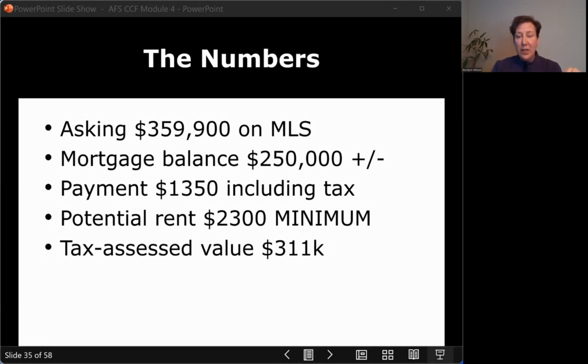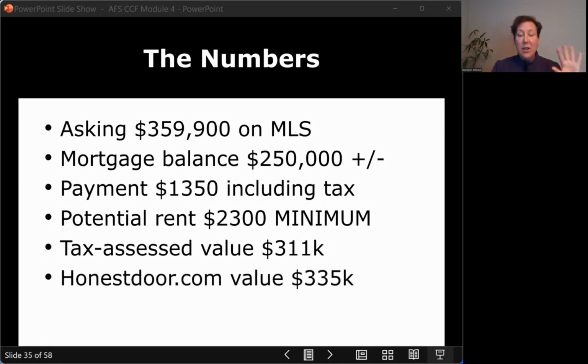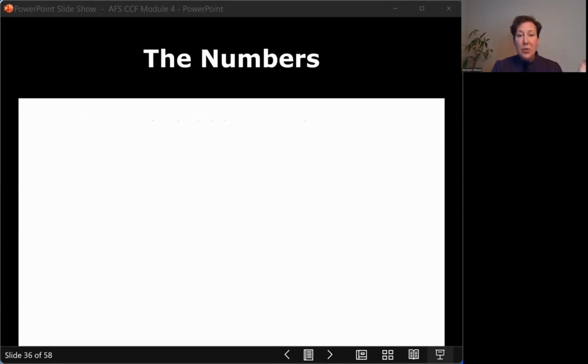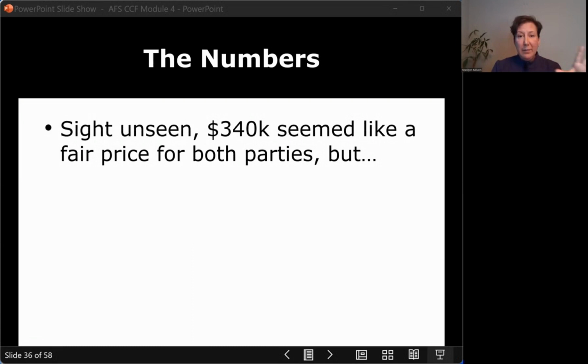The tax assessed value was $311,000. The honestdoor.com value was $335,000. So that was already a fairly fair price. His lowest possible price that he had mentioned was $340,000. And that seemed pretty decent. I didn't feel the need to get comparables from my realtor, and legally suited houses at that time were selling for more. So yeah, this seemed like a pretty sweet deal.